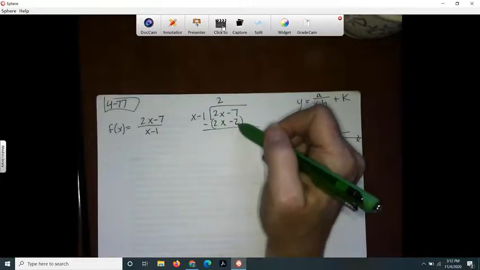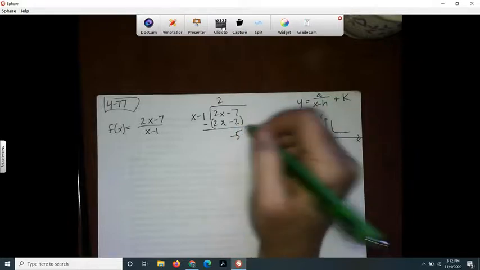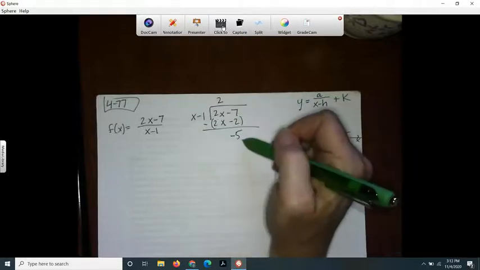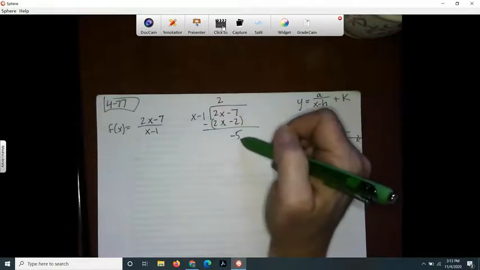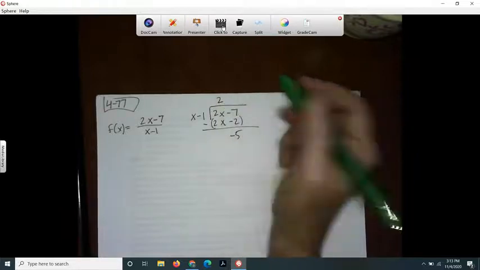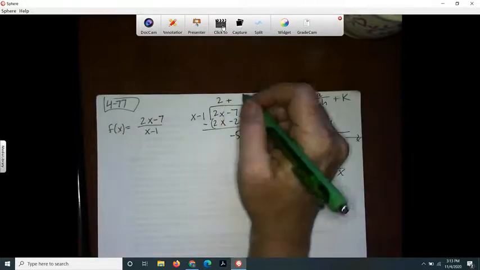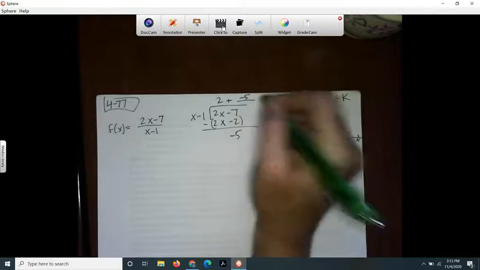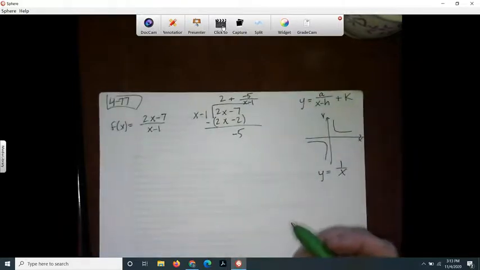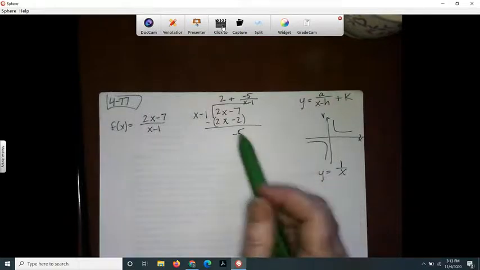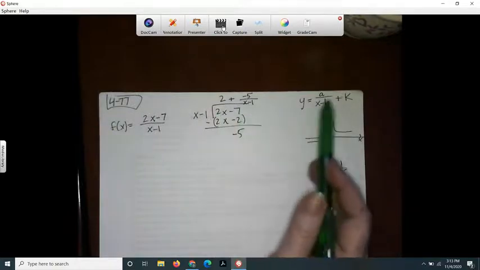Now, this can't go into -5 evenly anymore, so it's a remainder. And so you write it as 2 is the whole number, and then plus the remainder. So that's -5 over x minus 1. This is already written in the form that we want, but I want to show you another way because I noticed the book did it.